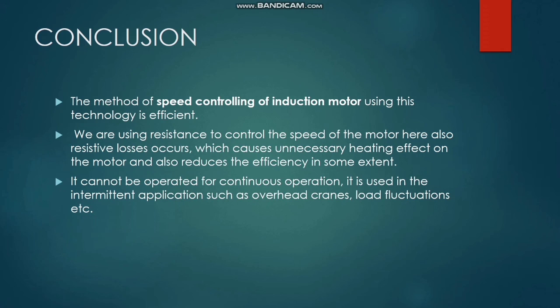We are using resistance to control the speed of the motor, so here also resistive losses occur. Since we are using resistance in the static rotor resistance control, resistive losses occur, and they cause some unnecessary heating effect on the motor and also reduce the efficiency to some extent, not as much as the conventional rotor resistance method, but to some extent. It cannot be operated for continuous operation. It is used in intermittent applications such as overheat planes, load fluctuations, etc.